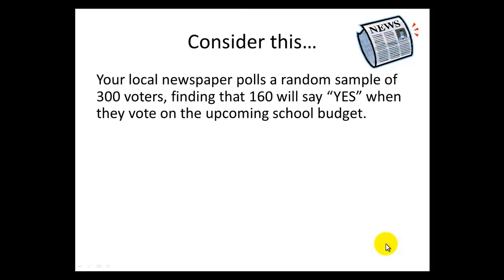Consider this. Your local newspaper polls a random sample of 300 voters, finding that 160 will say yes when they vote for the upcoming school budget. So your paper has decided to poll a subset of your voting population there in the community in order to get a good idea of how people are going to vote when the upcoming school budget is voted upon.